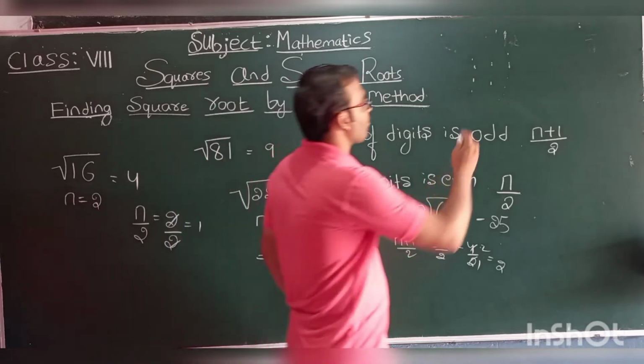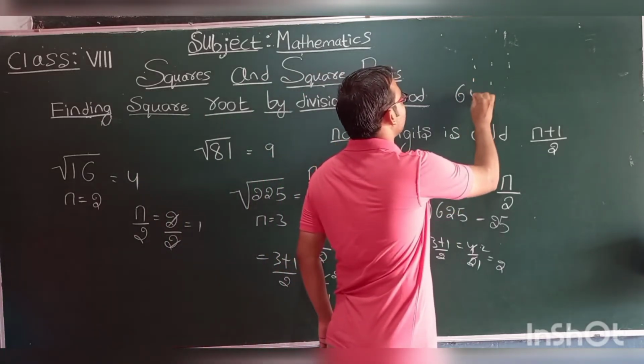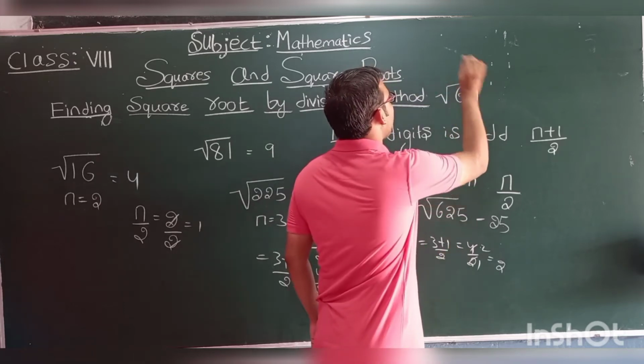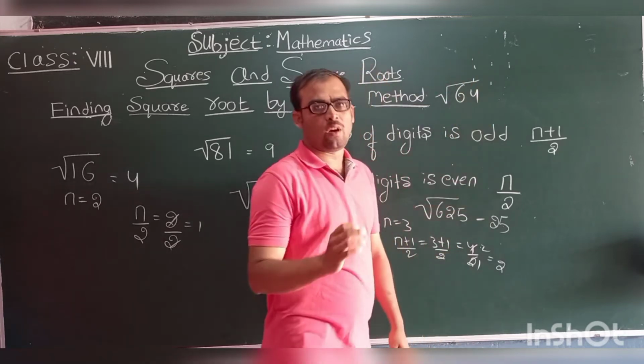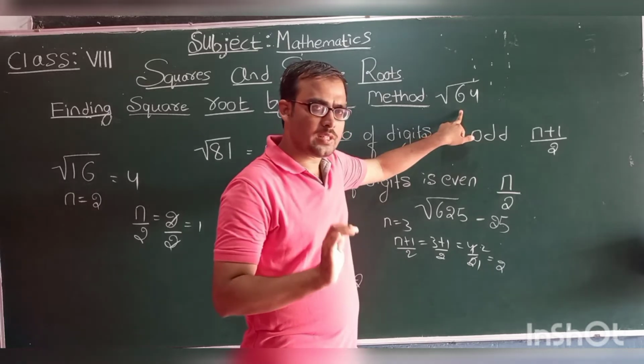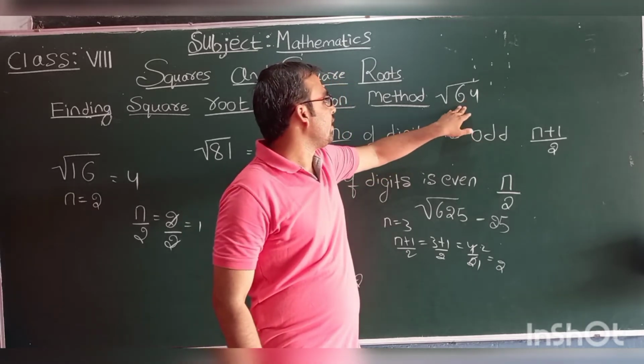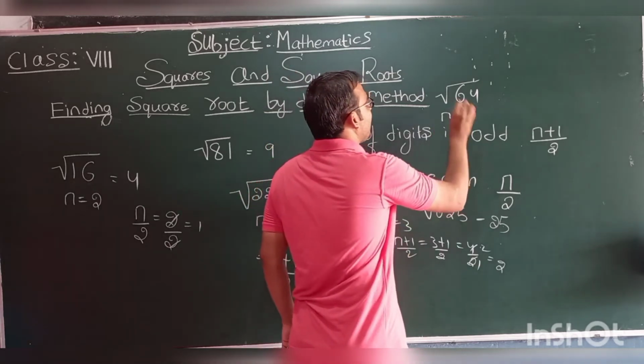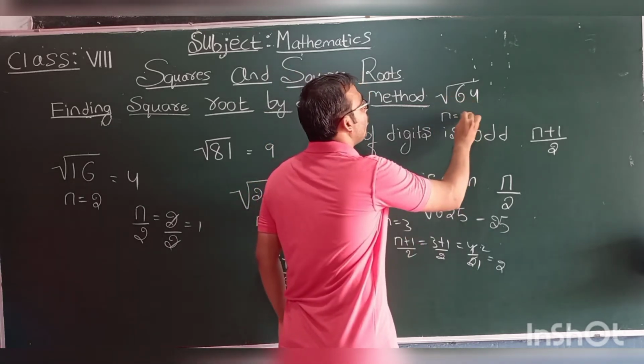I'll tell you one more example. Look here, there is a 64. If I ask you what is the number of digits in the square root of this number, what is n here? n is the number of digits. So n is 2.